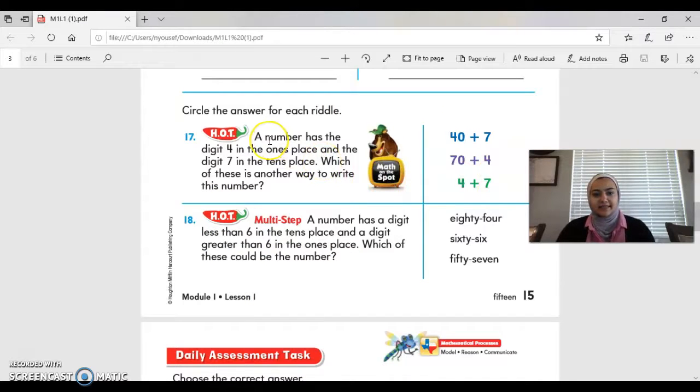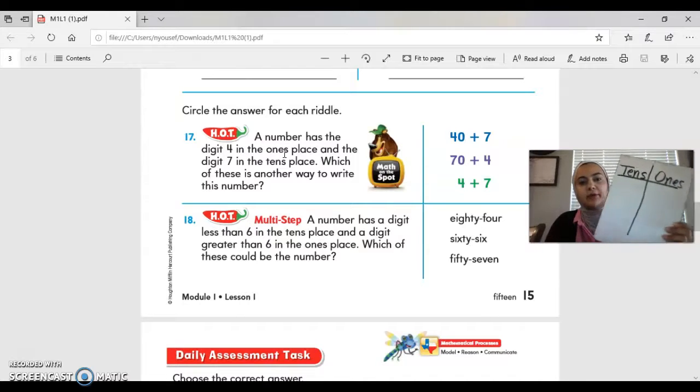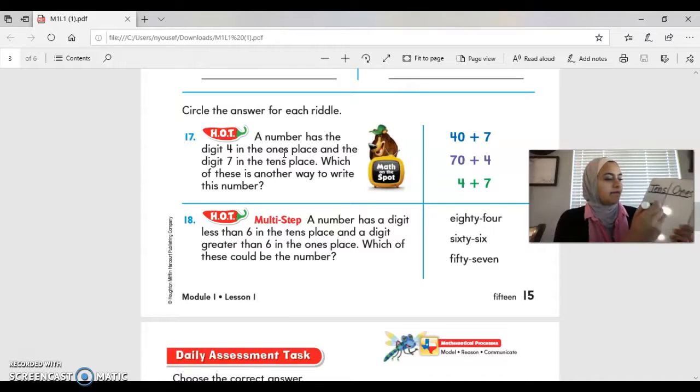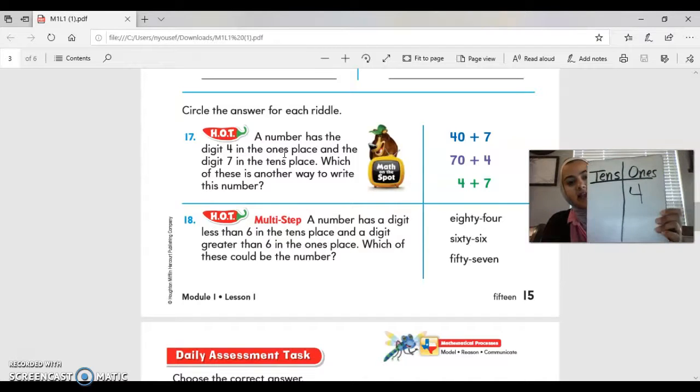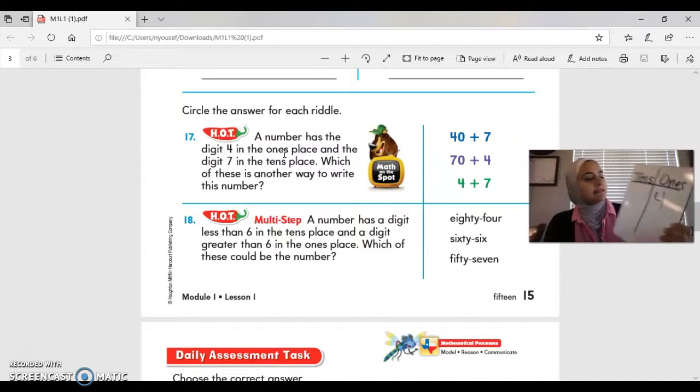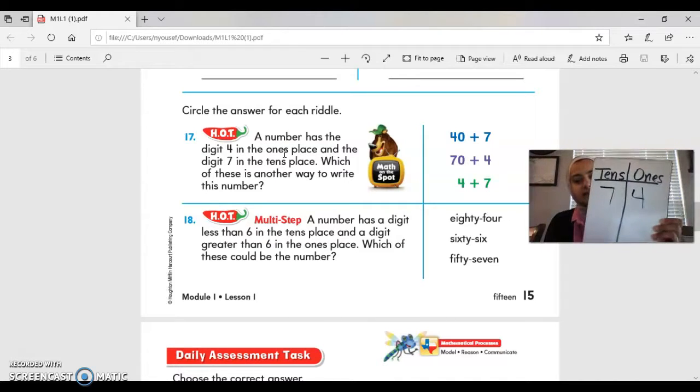All right, so here's kind of the same kind of question, but the numbers are a little different. Let's read it. It says a number has the digit 4 in the ones place and the digit 7 in the tens place. Which of these is another way to write this number? So I have my ones and tens table, and it says it has a 4 in the ones place, so I'm going to write 4 in the ones place. And it has a 7 in the tens place. What is my number? 74.